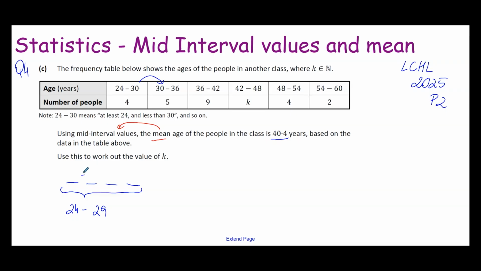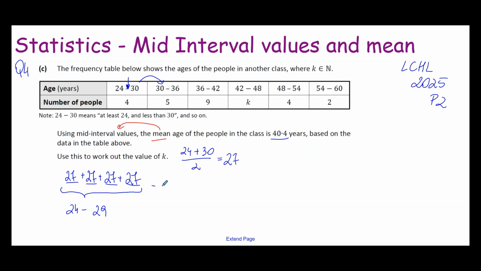Okay, so normally I would just add those values, but I don't have them. So mid-interval values basically mean I'm looking for a middle number, and I'm going to say that there are 4 people that have that middle number. How do I find that middle number? 24 plus 30, and then divided by 2, that gives me 27. So the way I'm going to look at it, there is 27, and there is 27, and there is 27, and there is 27.